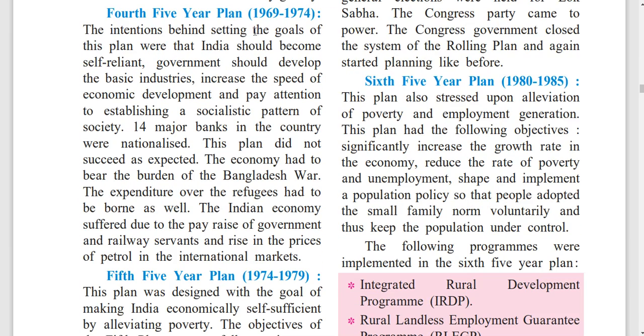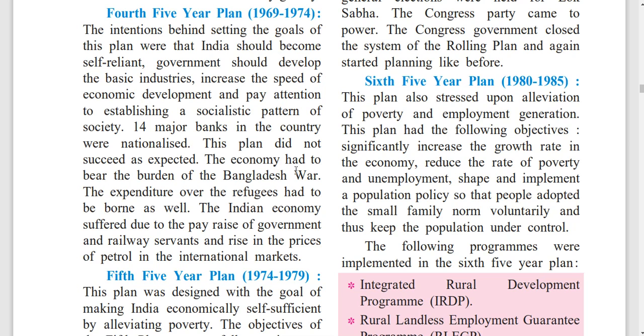Fourth five year plan, 1969 to 1974. The intentions behind setting the goals of this plan were that India should become self reliant, government should develop the basic boundaries, increase the speed of economic development and pay attention to establish a socialistic pattern of society. 14 major banks in the country were nationalized. This plan did not succeed as expected.